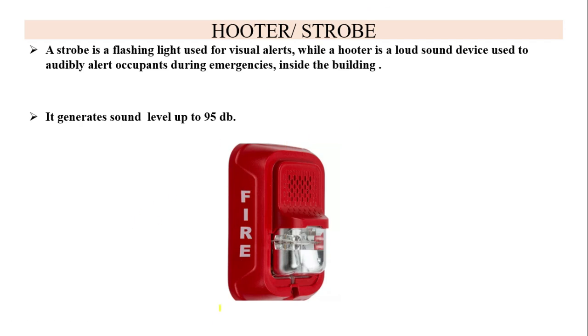So how it operates: when a smoke detector detects a fire around the premises, it gives a signal to the fire alarm control panel, and then to alert the occupants or persons inside the building, it activates these Hooters. So this is the audible alarm or visual alert. There are lights for deaf persons.